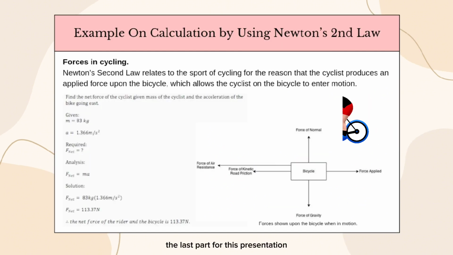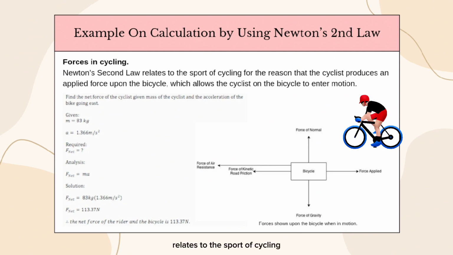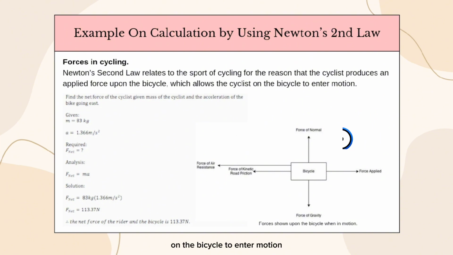The last part of this presentation is an example calculation using Newton's second law. The example that we stated here is forces in cycling. Newton's second law relates to the sport of cycling because the cyclist produces an applied force upon the bicycle, which allows the cyclist on the bicycle to enter motion. Next, find the net force of the cyclist given the mass of the cyclist and the acceleration of the bike going east. First, we have to draw a body diagram so we know the force direction.